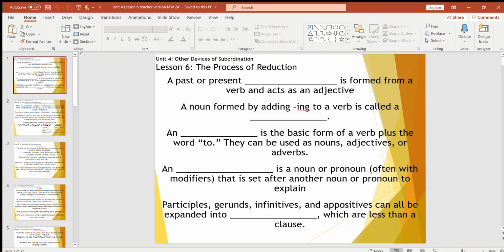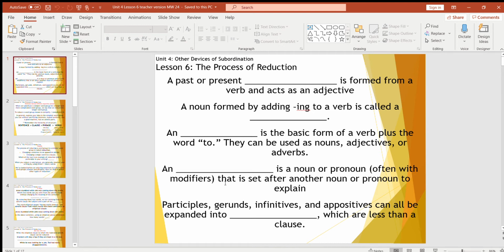A past or present what is formed from a verb and acts as an adjective? That is a present or past participle. And a noun formed by adding -ing to a verb? You should know by now it starts with a G. It is a gerund. And a blank is the basic form of a verb plus the word to. They're used as nouns, adjectives, or adverbs. Those are infinitives. A blank is a noun or pronoun, often with modifiers, that is set after another noun or pronoun. To better explain it, those are appositives.